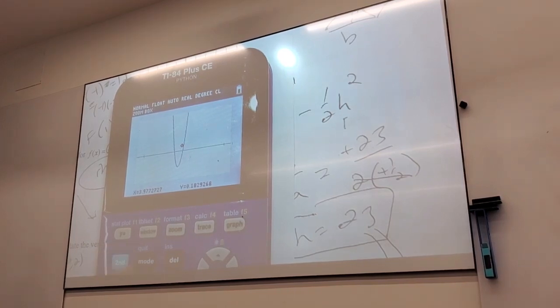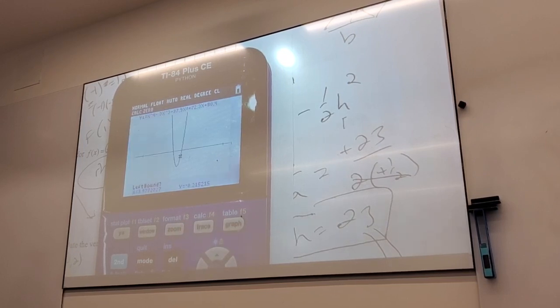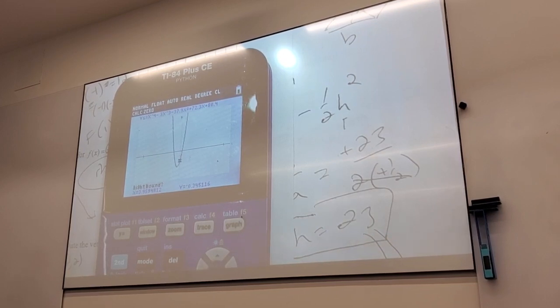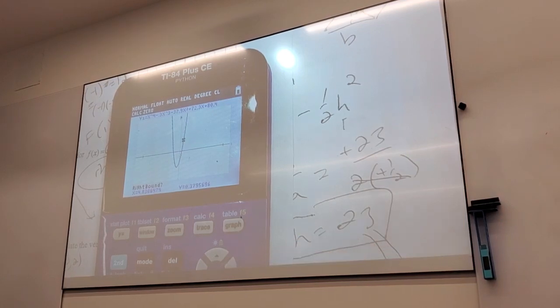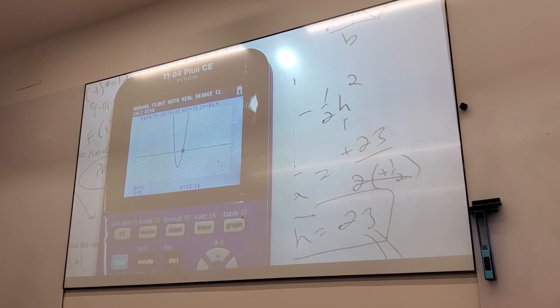Okay, so to find an intercept, second calc, 0. So if I want to find this intercept, get your cursor as close to it as you can, and then hit the left arrow a couple times. So now I'm to the left of the answer. Put the cursor back on it and hit the right arrow a couple times. So now I'm to the right of the answer. And then give it a good guess by putting the cursor as close as you can. So it's 4. Yep. That's another intercept.